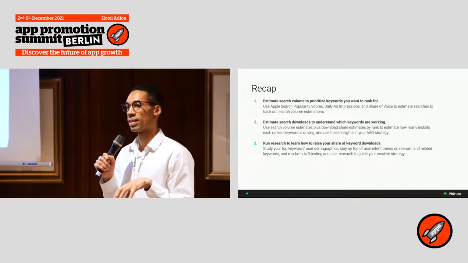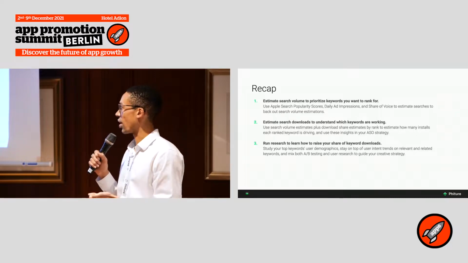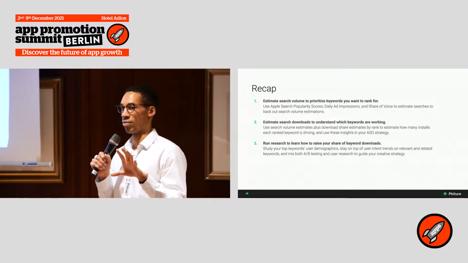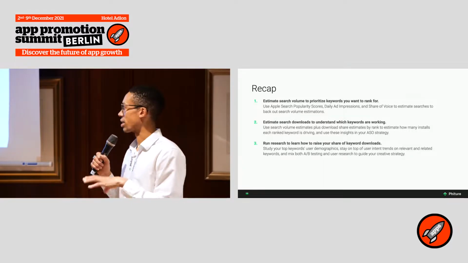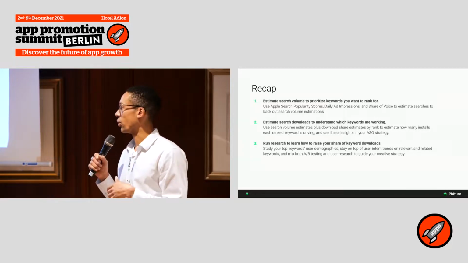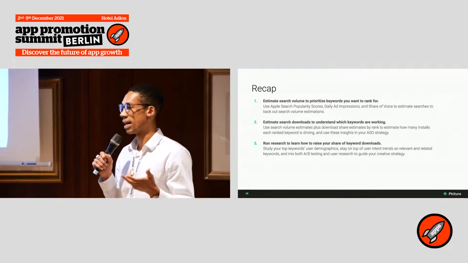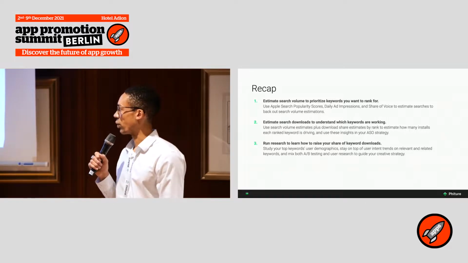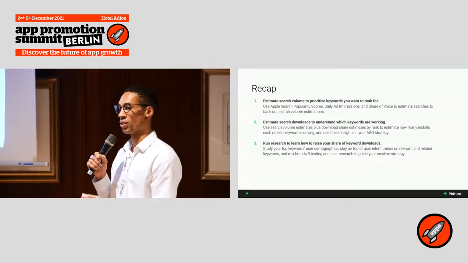And then run research to really make sure that you're raising the share of downloads available for those keywords, again, through understanding your user audience, demographics, looking at the user trends in related and relevant keywords over time, and then mixing both A/B testing and user research to understand what creative concepts and hypotheses you're working with, and which ones actually resonate most with users.